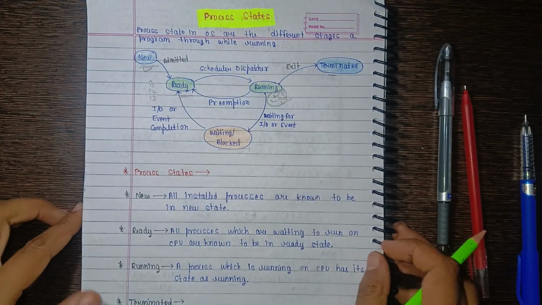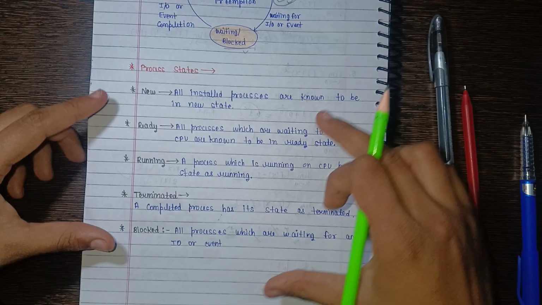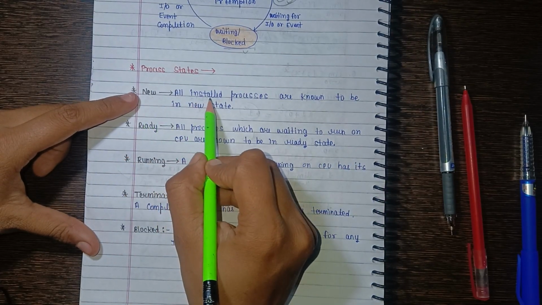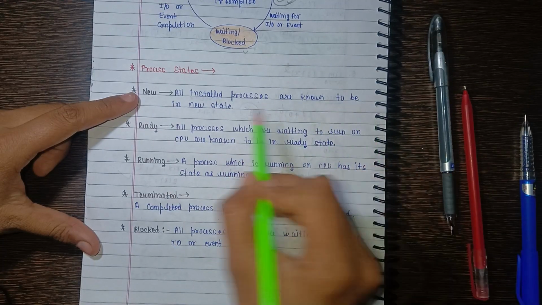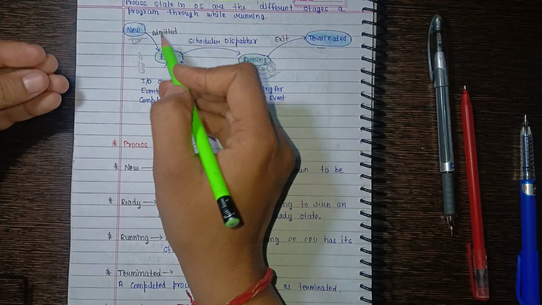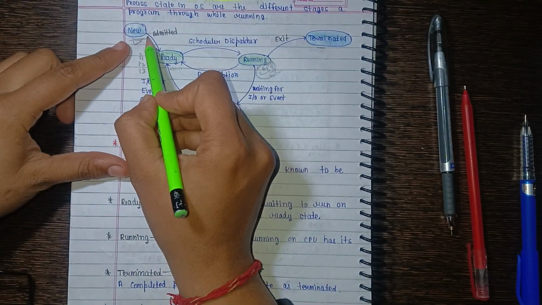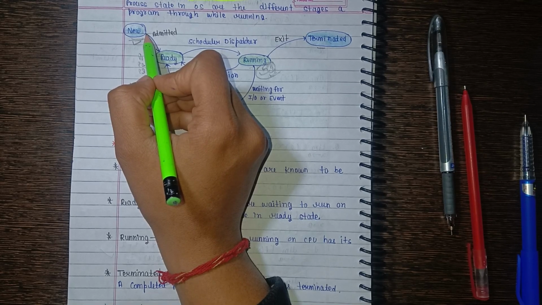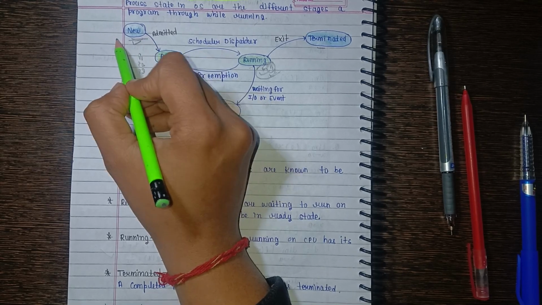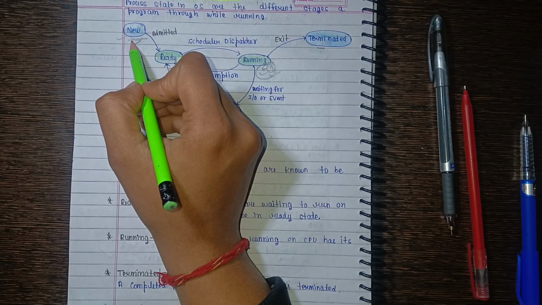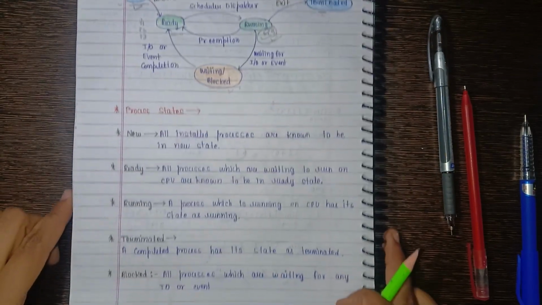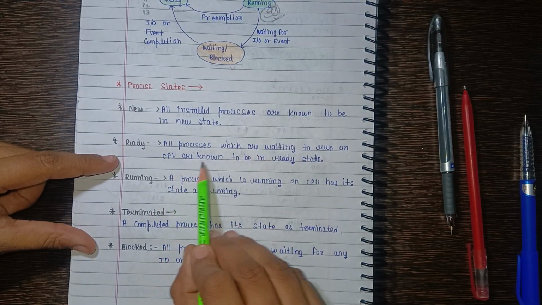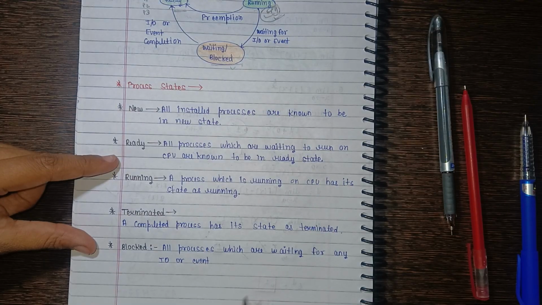Okay, now here also I will explain the process states. In new state all installed processes are known to be in new state. Like I explained, in our mobile phone all our apps, means all unused apps, are present in new state. Okay, and ready means all processes which are waiting to run on CPU are known to be in ready state.